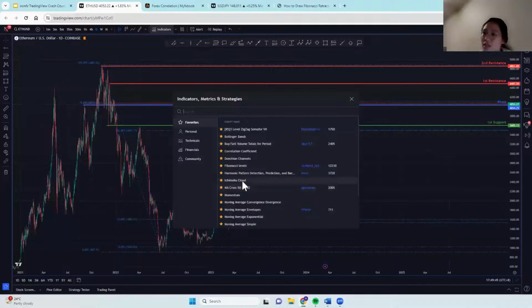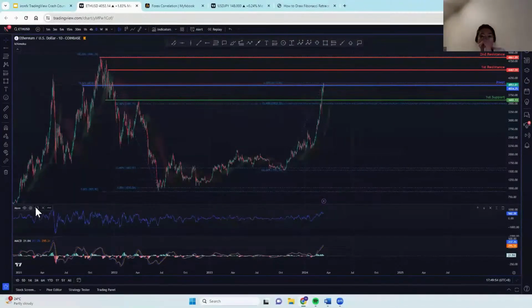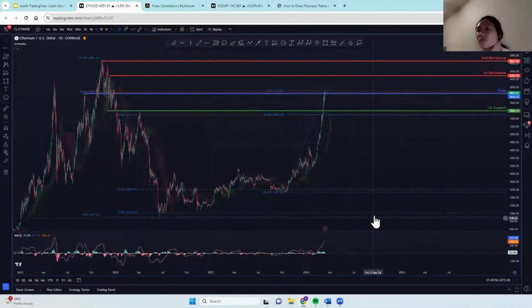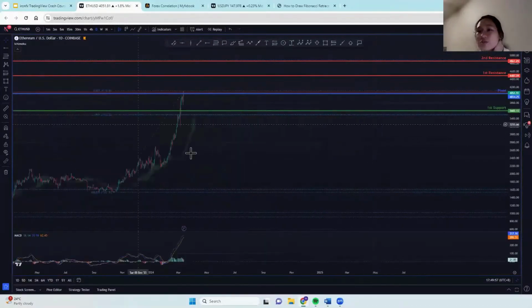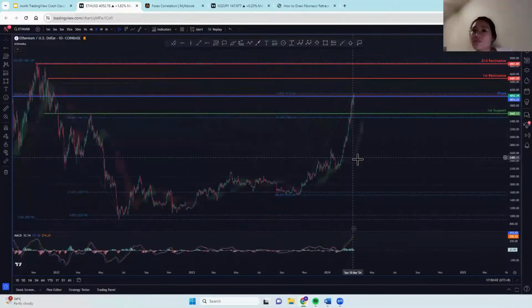Let's look at some indicators again. MACD and Ichimoku are giving us a bullish signal, which supports our analysis.